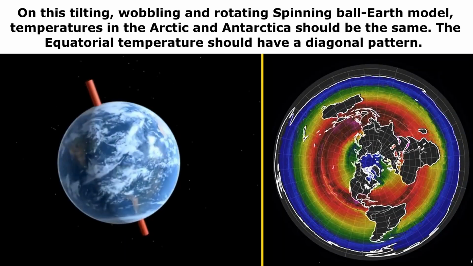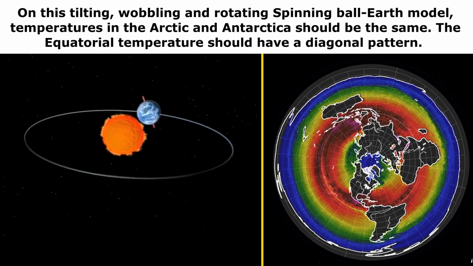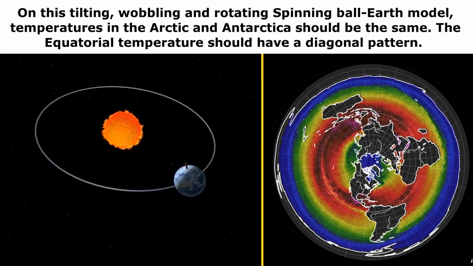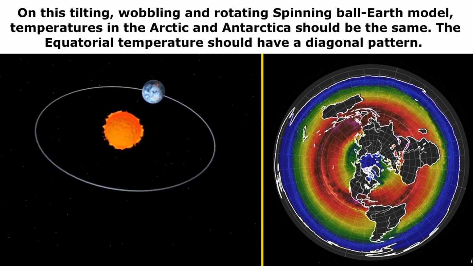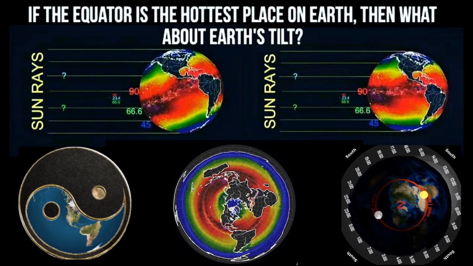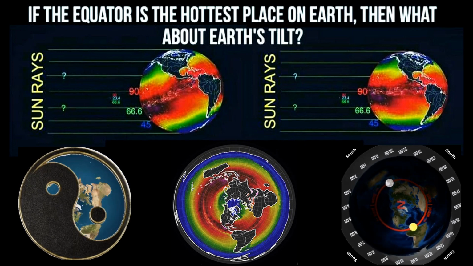Now, the first problem we come across when looking at the heliocentric model is the fact they claim Earth has a tilt of 23.5 degrees. On this tilting, wobbling, and rotating ball Earth, temperatures at the Arctic and Antarctic regions should be the same. Not only that, but on the globe, the hotter region, represented by the color red, should have a diagonal pattern. With this tilt, the globe model should experience hotter temperatures way above the equator and way below the equator at different times of the year.